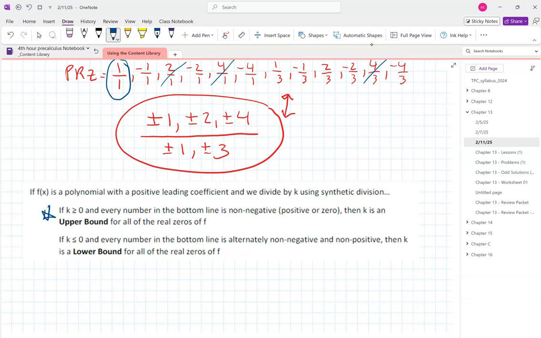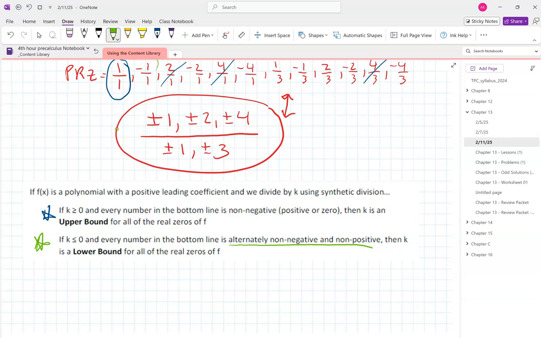Every time I did a synthetic division, I was not able to eliminate more than one at a time. But when it did, that was nice. And then similarly, it works if k is a negative value and that bottom row alternates between negative and positive. It would allow me to call that a lower bound.